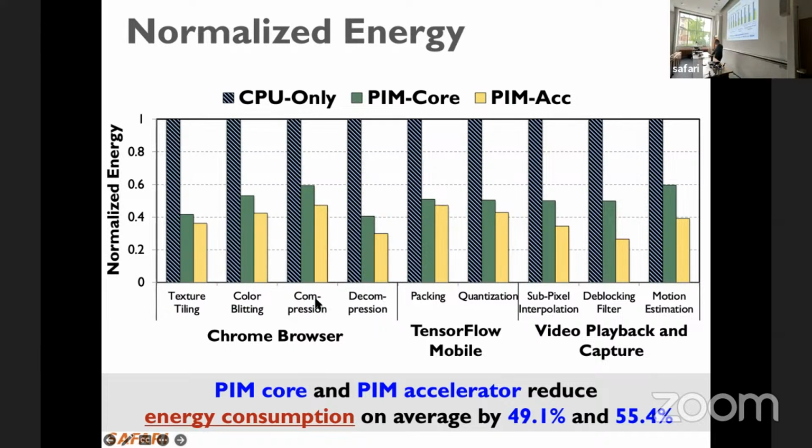And you can see there are other examples like compression. Compression can be accelerated also because it's a very data intensive task. There are also other things like when you're loading a page, you need to tile the textures and do the color blitting, etc. And these are the two functions that I mentioned. And then there's some other function in video playback and capture that I don't want to go into right now. But you can see that people actually design hardware accelerators on the CPU side for this, but we were looking at things on the memory side.